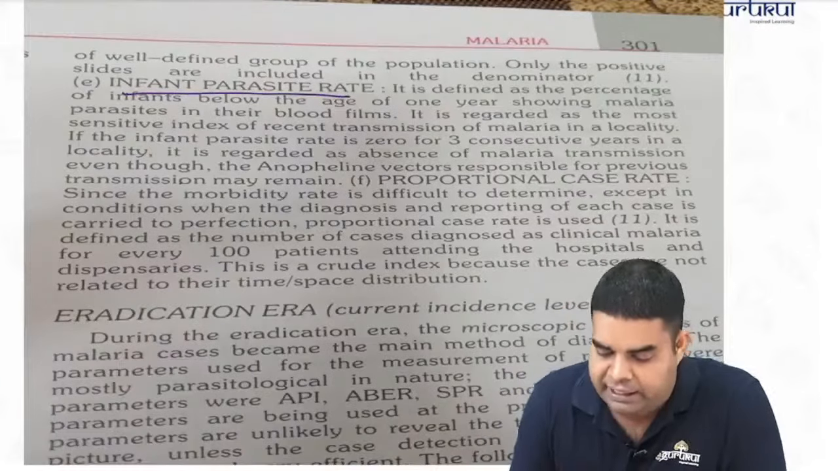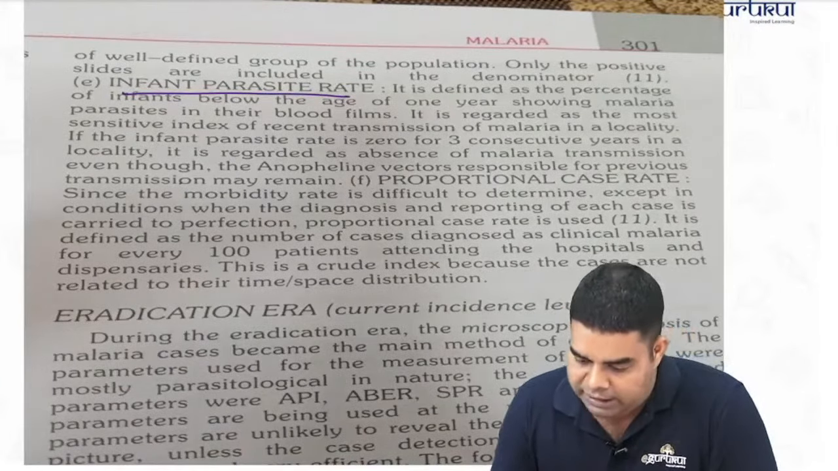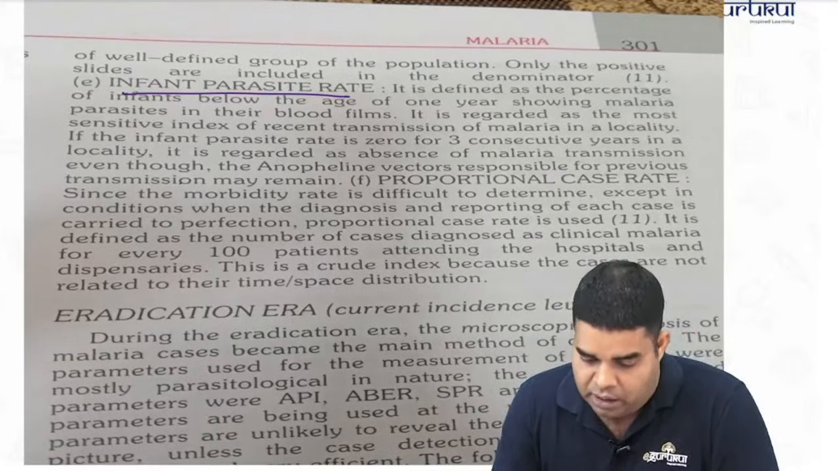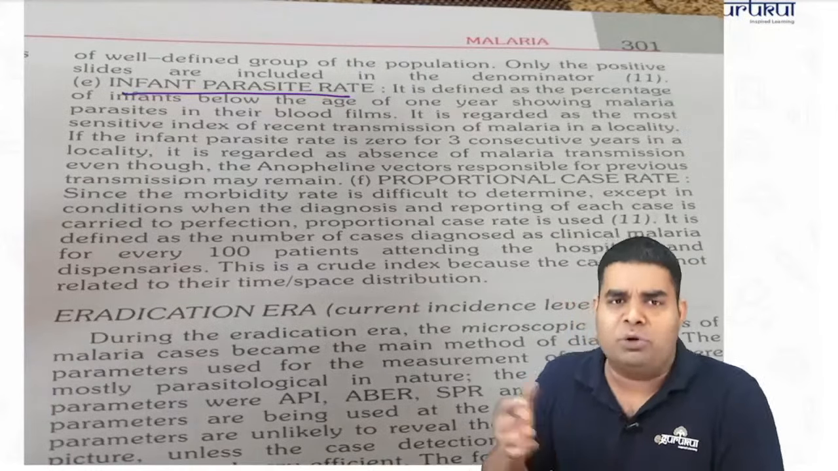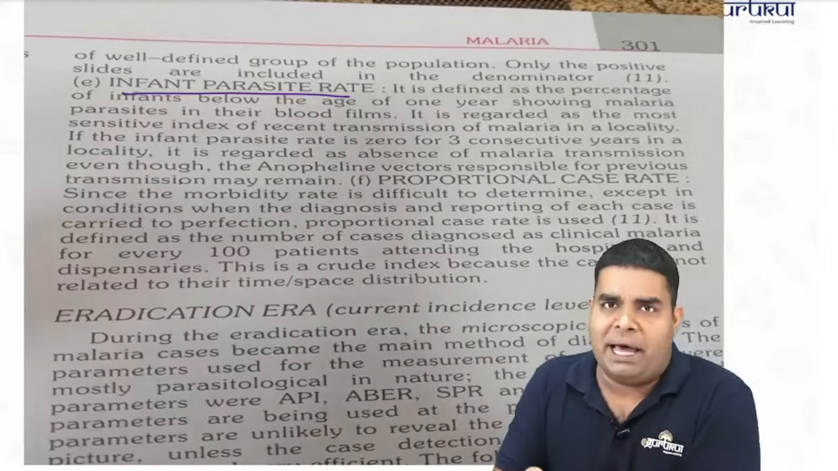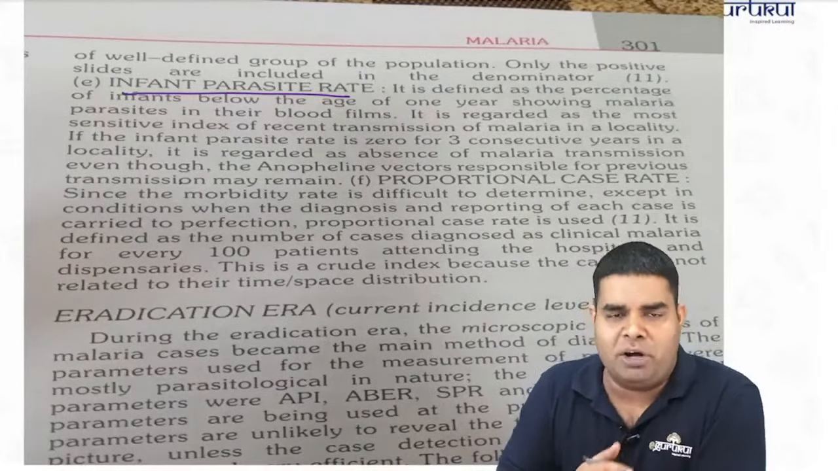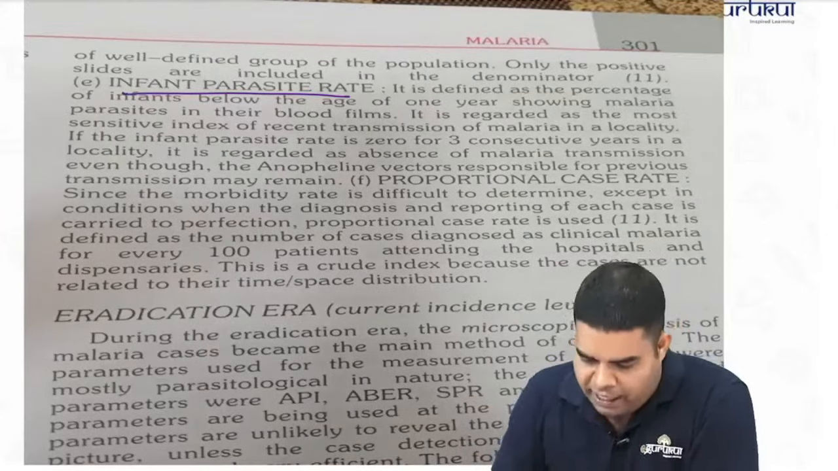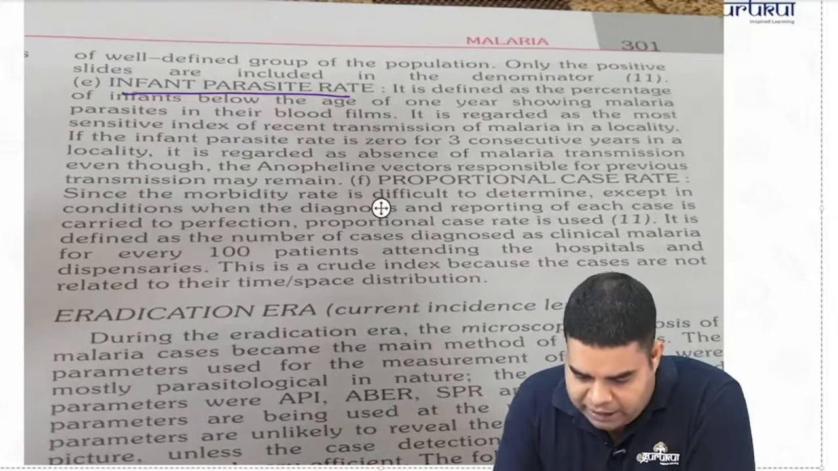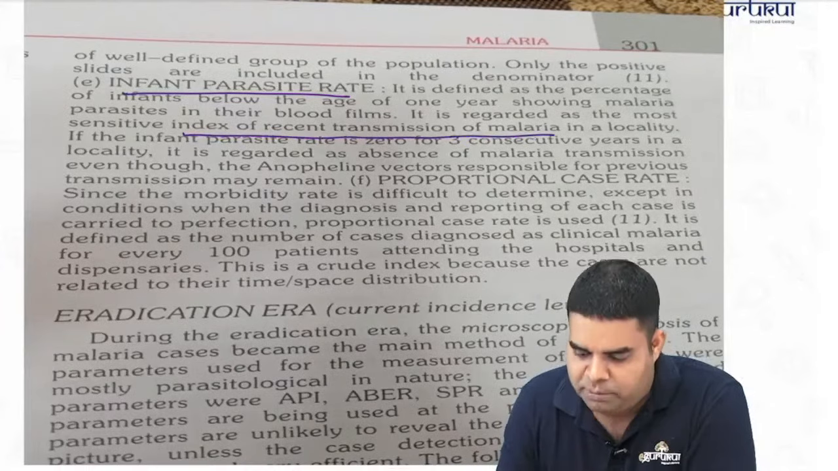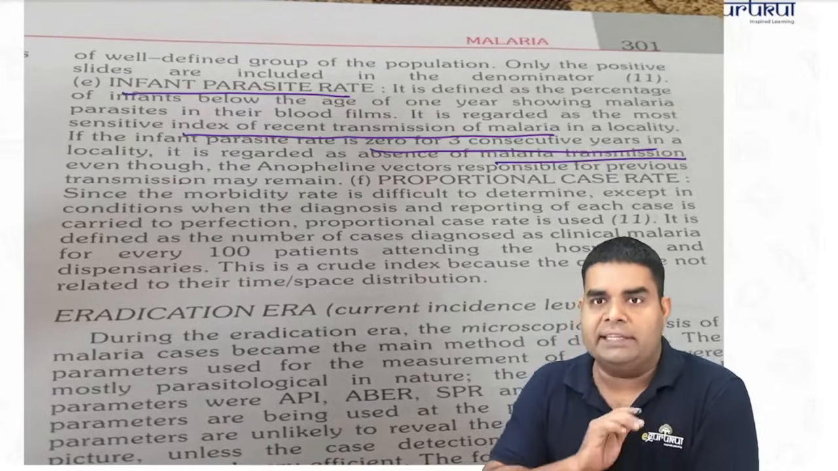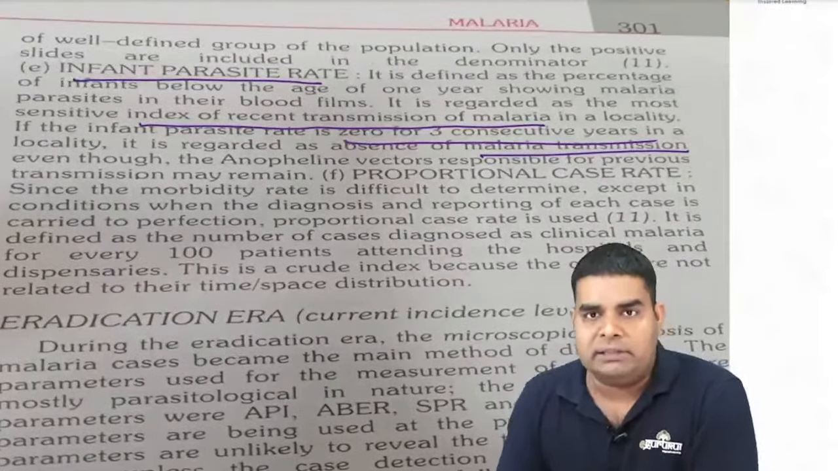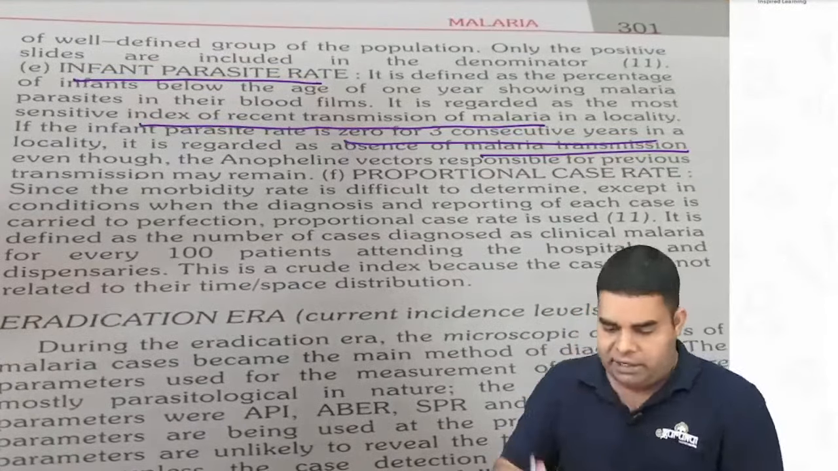So infant parasite rate, remember, simply means how many children have parasite. Out of total children, how many have parasite, Plasmodium falciparum or vivax, in their blood. Okay, and it has been written that it is an index of recent transmission of malaria, and if it is 0 for 3 years, it means that now the malaria transmission has stopped. Okay, so if it is 0 for 3 years, malaria transmission has stopped.